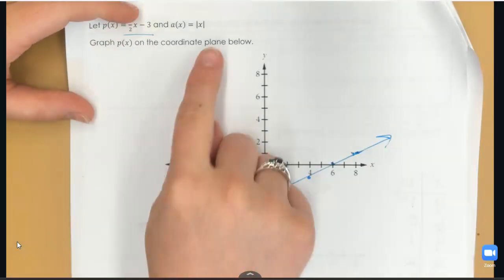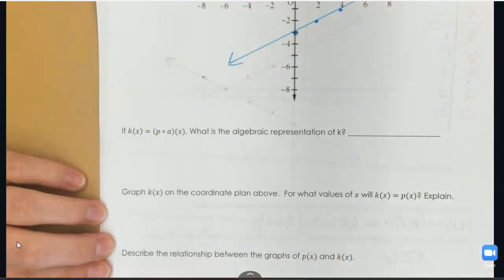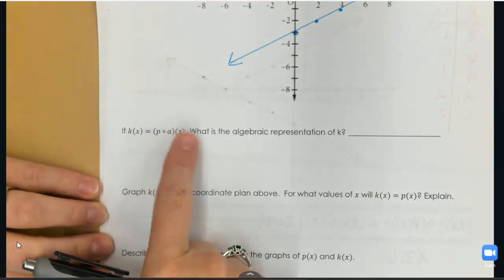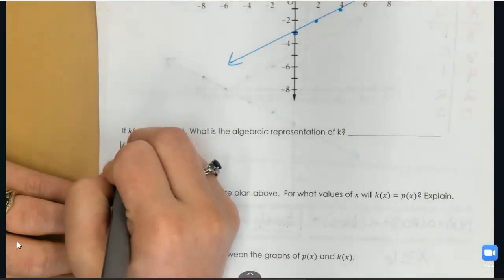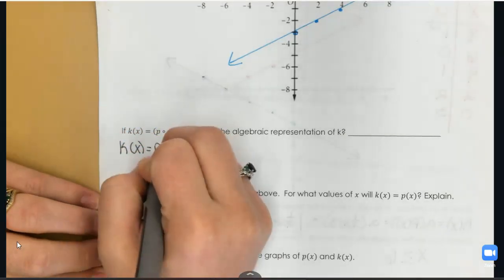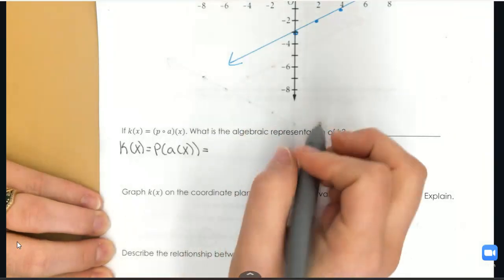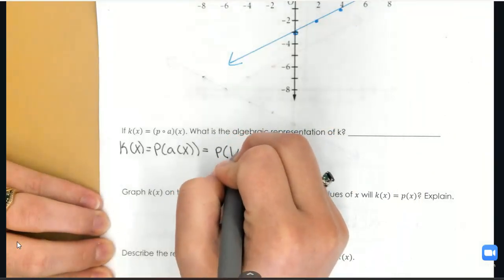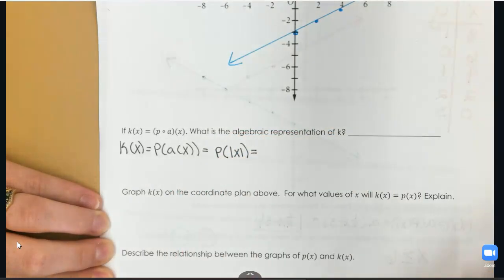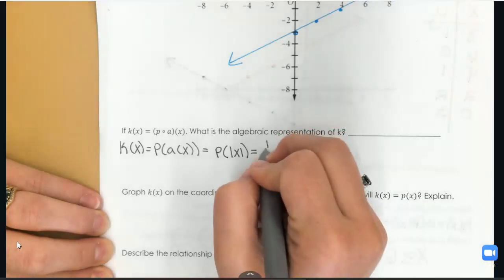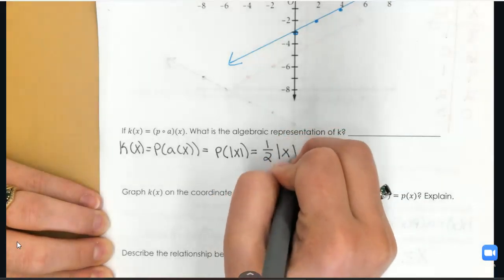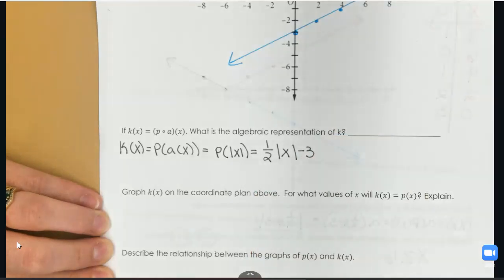Now, with a of x still being the absolute value of x, what we're going to look at now is a new function k of x that is equivalent to p of a of x. So what we're going to do is composition the other way around, and I'm going to take our linear function p, and instead of plugging in some value, I'm going to plug in the absolute value of x. So that's going to be equivalent to 1/2 times the absolute value of x minus 3.